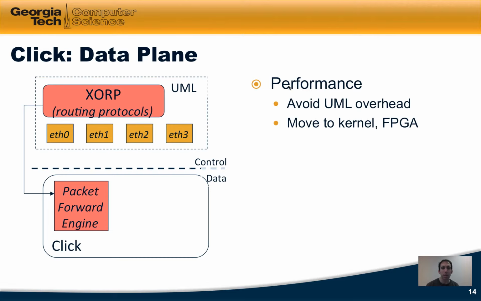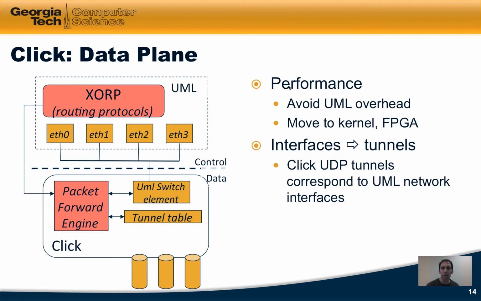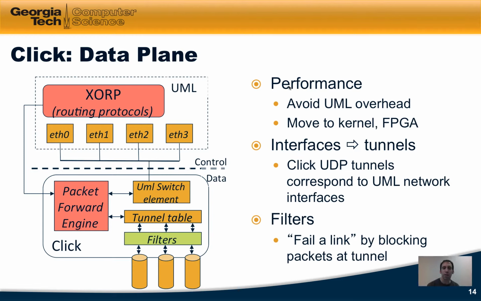VINI's data plane is implemented using a software router called CLIC, and the virtual interfaces were implemented using a technology called tunneling, which is also used in many other virtual network technologies to create the appearance of virtual links. In VINI, experimenters could also put filters in front of these tunnels to create the illusion or appearance of failing a link. These filters would essentially just block packets on individual tunnels.